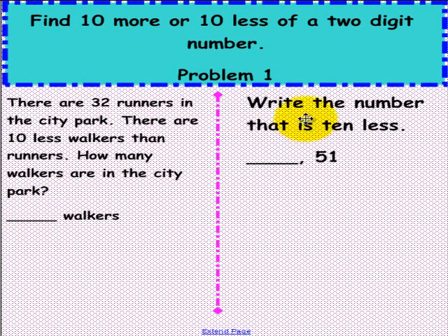Part 2. Write the number that is 10 less than 51. Are you going to add or subtract? Look at the word less. If you would please, pick up a pen to solve these two problems.